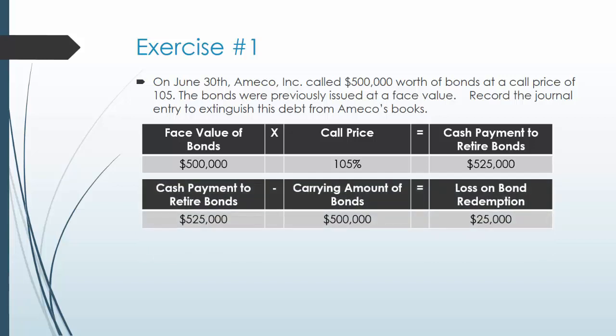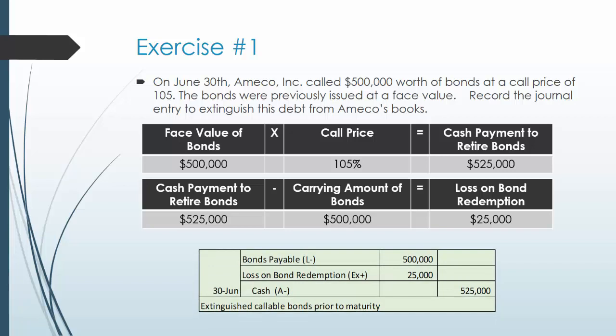Well, if we're going to pay $525,000 to retire these bonds, but our books say that we have a $500,000 liability because that's the carrying amount of the bonds, that means we're paying more than we thought we were going to have to, or more than our books say we should have to retire these bonds early, which means we're going to have a loss. So that $25,000 difference is going to be a loss on bond redemption.